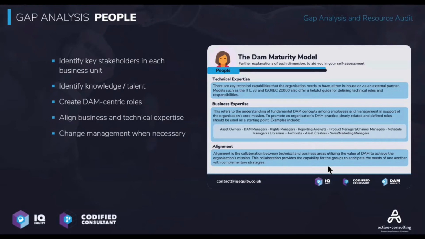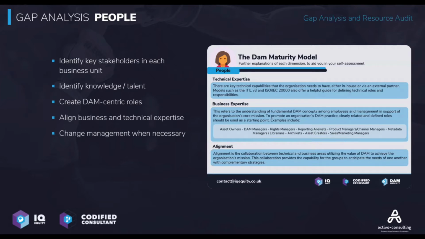So starting with people, we suggest that very early on you should engage with your end users. This will help you to identify stakeholders from across the business, and also the knowledge and talent which will help you run your DAM more effectively. You may need to carry out change management. Change management shouldn't be a scary term. It often involves reassigning individuals to new roles or bringing in talent from outside the company, rather than firing anybody or getting rid of any particular job roles.